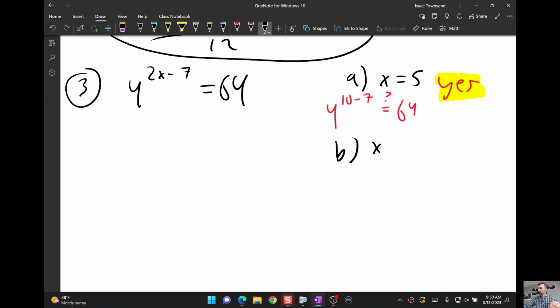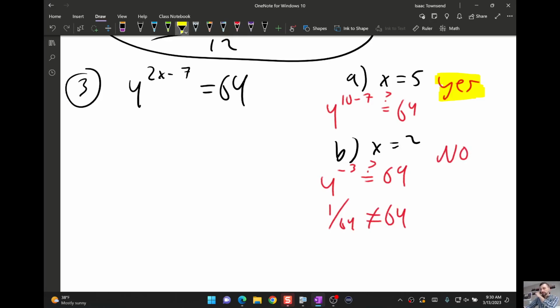For part B, x equals 2. If you plug that in, you would get this. Now 4 to the third would be 64, but 4 to the negative 3 would be 1 over 64. So that does not solve the original equation. So if you got x equals 2 as an answer, you should realize that it is not correct and go back and try to find your mistake.